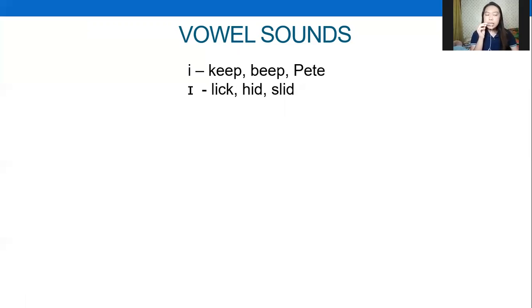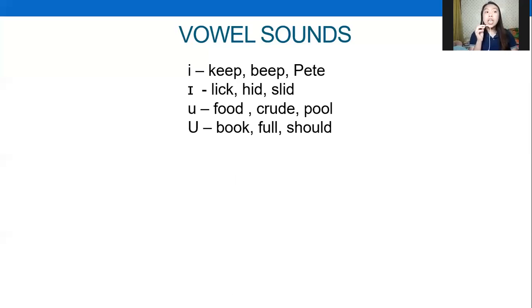As you have noticed, the long i and the short i are actually almost the same. They just differ in the length of their articulation. The long i is articulated longer than the short i. We also have the long u, which is pronounced as oo, as in food, crude, pool. And we also have the short u, which is pronounced as oo, as in book, full, should.